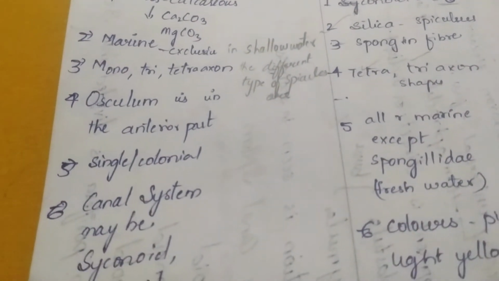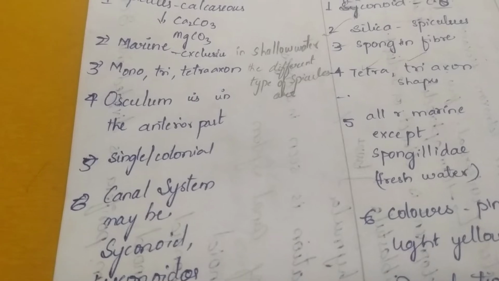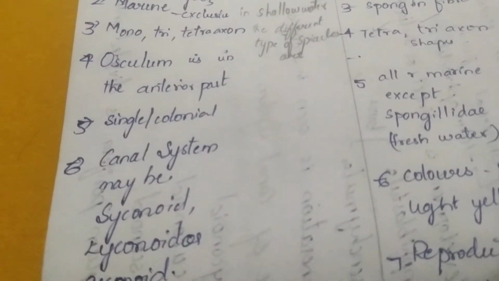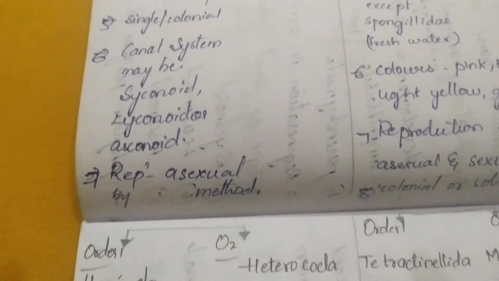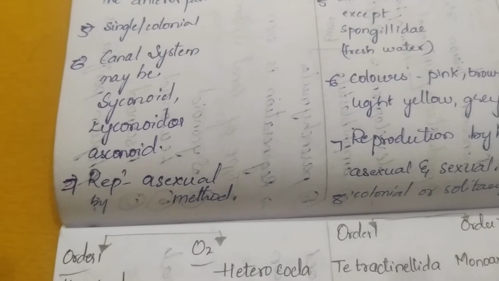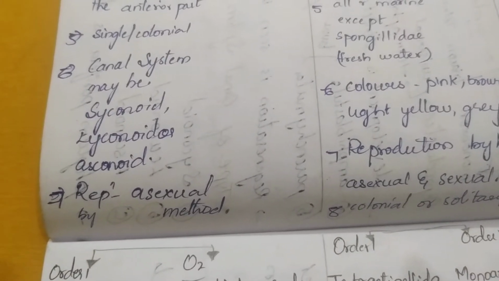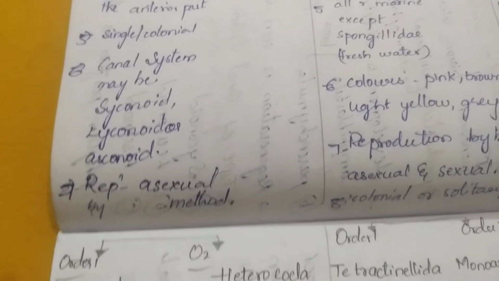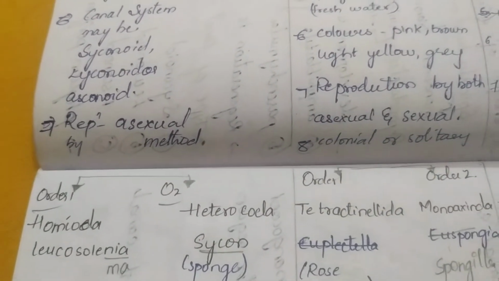Okay. And the osculum is the anterior part. I think everyone knows the osculum, right? It can be single or colonial, and there are mainly 3 types of canal system: syconoid, leuconoid or asconoid. It can be any of these, and reproduction is by the asexual method.